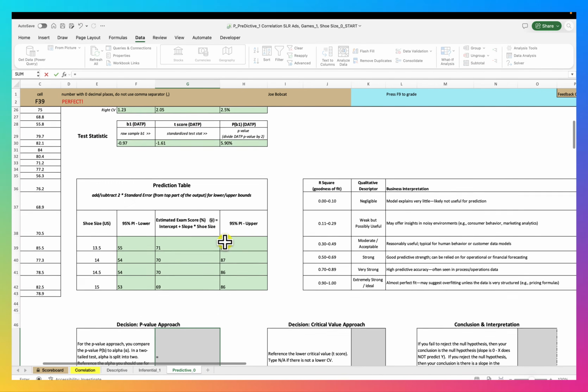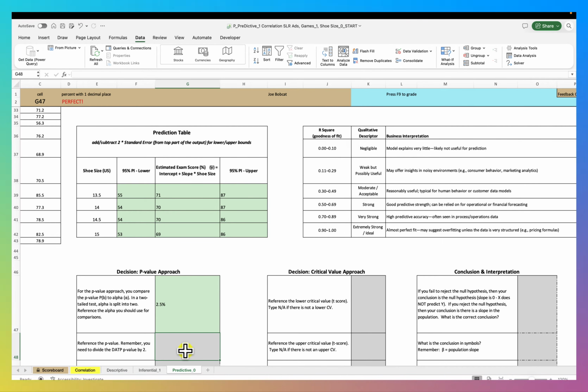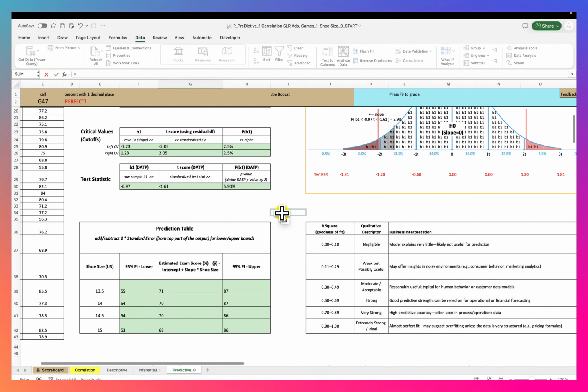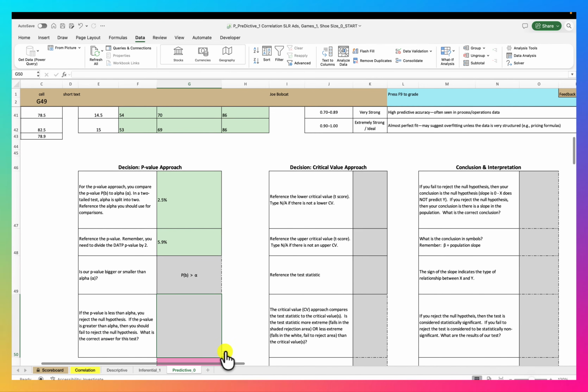Here we report our alpha. And then we have our p-value. If we grab it from here, we don't have to divide by 2. If we grabbed it from the output, we'd have to divide it by 2. Here, up there, we've already divided by 2. And our p-value is bigger than alpha, which is why we fail to reject.